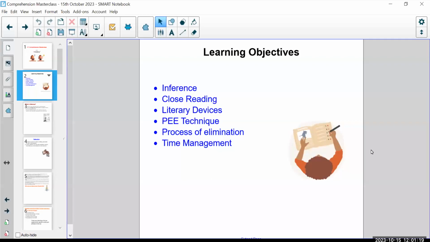Literary devices, how to notice them, if we have time. We'll think about the PE technique, as well as that process of elimination and a bit of time management stuff. So we've got a lot to cover today.